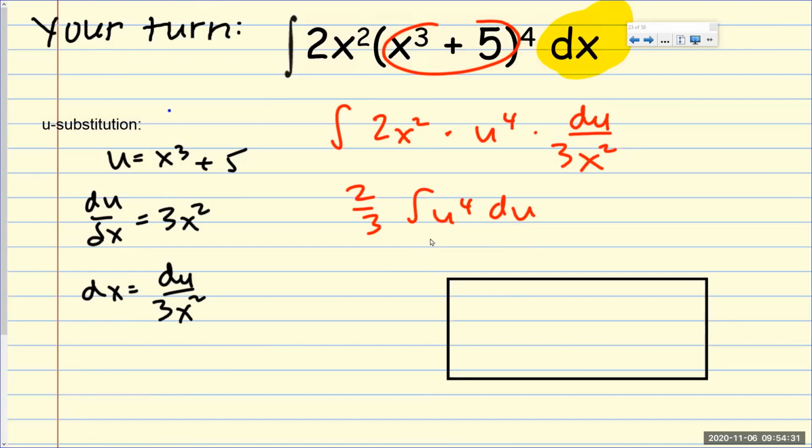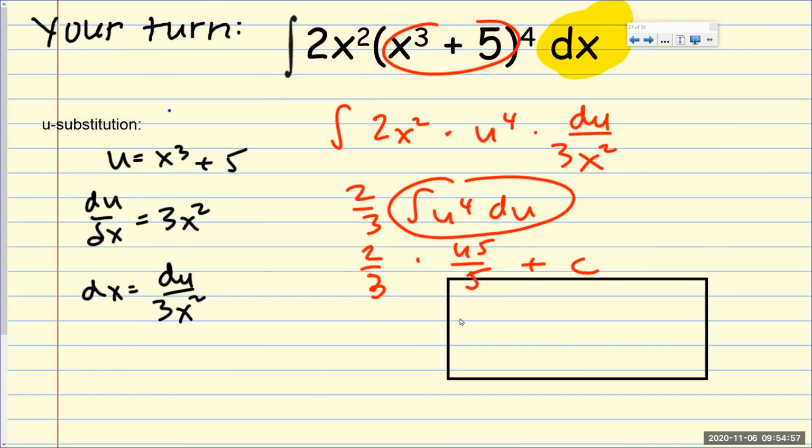So guys, did you get u to the 4th du? Did you pull out a scalar 2/3? Okay, so remember, scalars don't have to cancel out. So guys, the integral of u to the 4th, this should be something that you can do from the first day of calculus, the first day of integrals, which was Monday. Or it should be something on your formula sheet. So this is actually 2/3 times u to the 5th over 5 plus Charlie.